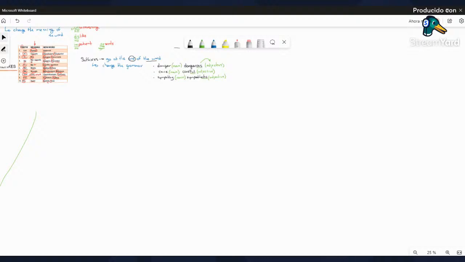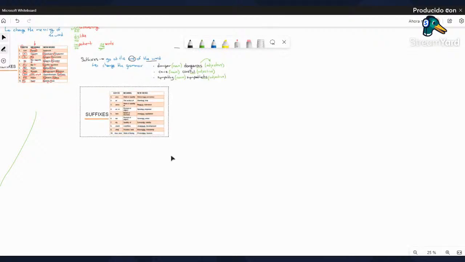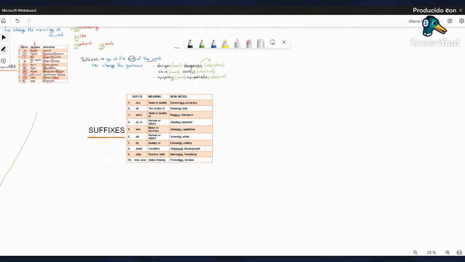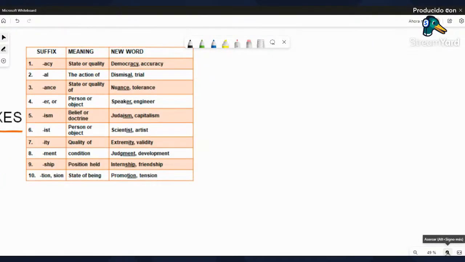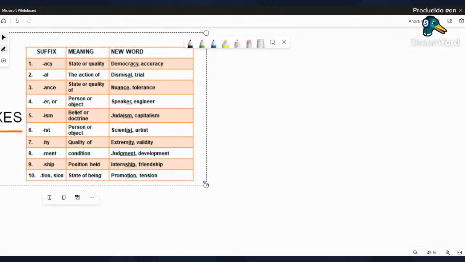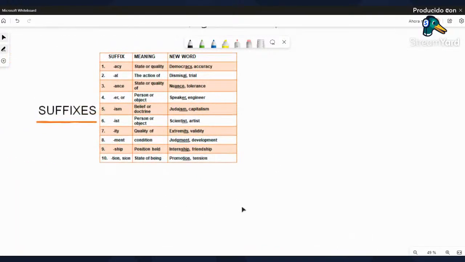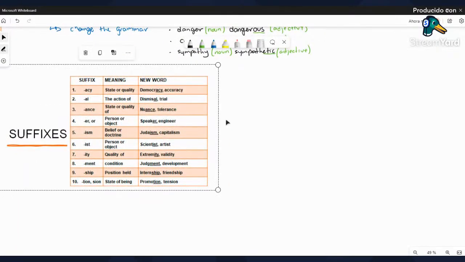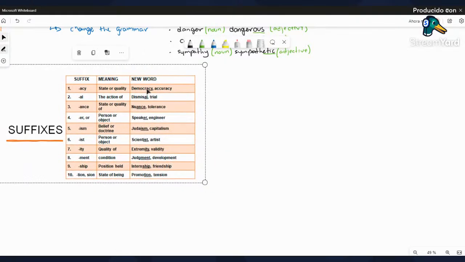Okay, here we got it. Okay, here it is. This is a chart. It was a little hidden here. Okay, we got it back here. Now, as you can see here, we have more suffixes. Yes, as you can see, most of them go at the end, right?